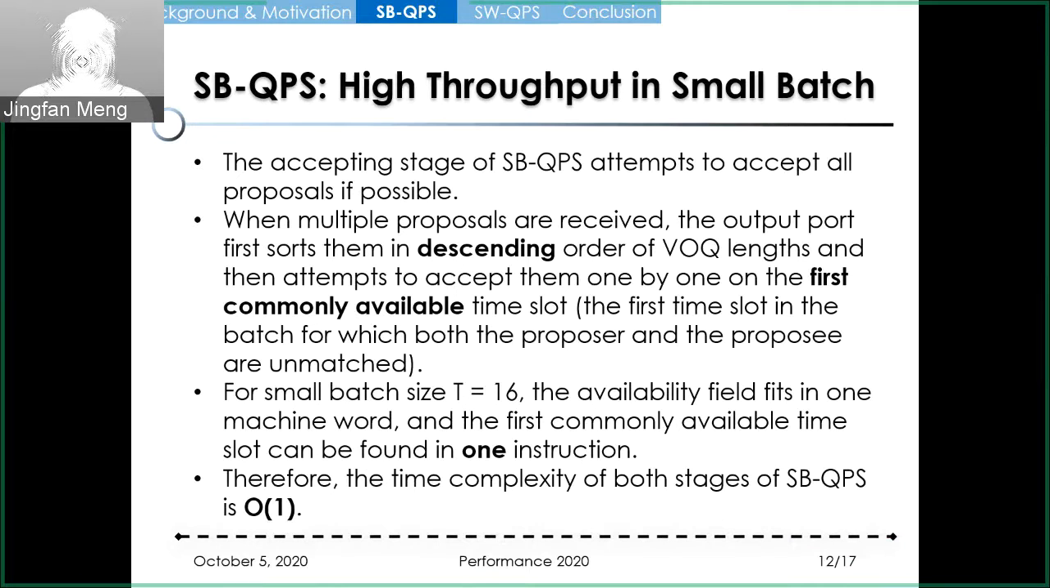The first commonly available time slot is computed using the availability of the proposer and the proposee. For small batch sizes, the availability fits in a machine word, so the first commonly available time slot can be found in one instruction. Therefore, the time complexity of both the proposing stage and the accepting stage of small batch QPS is O(1).